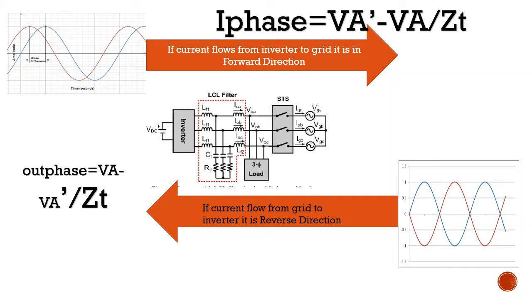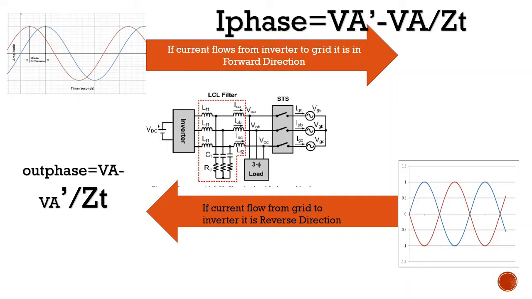The conduction of current in the circuit can be classified into two: in phase and out phase. If the condition is in phase, the current flows from the inverter to the grid, which means the STS switches are turned on and the current is flowing from the inverter to the LCL filter to the load and to the grid voltage.